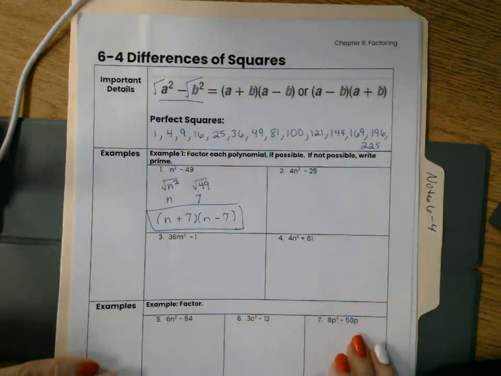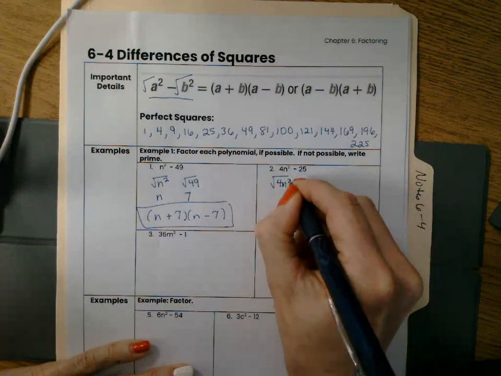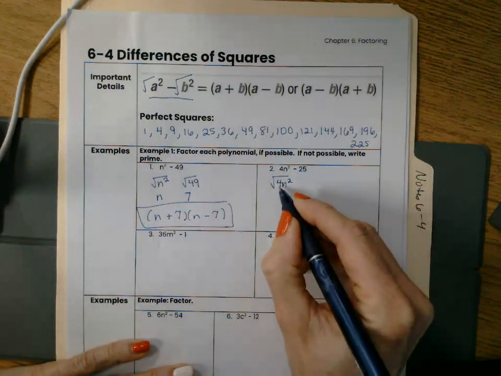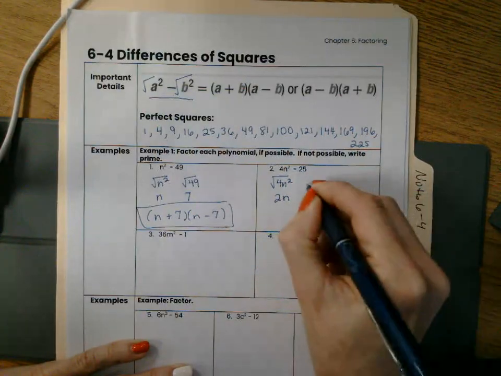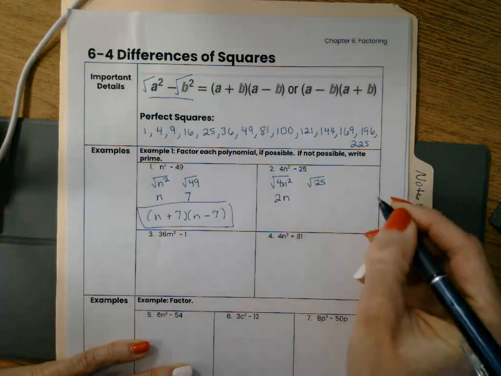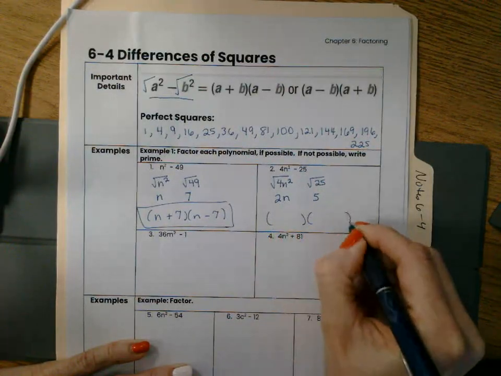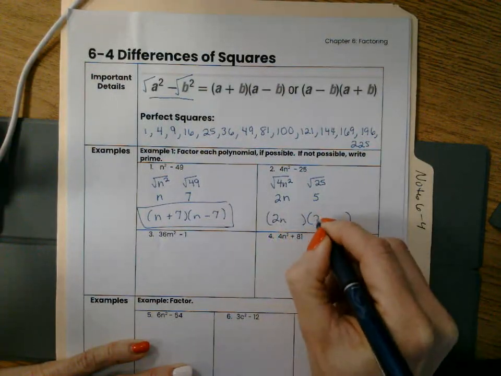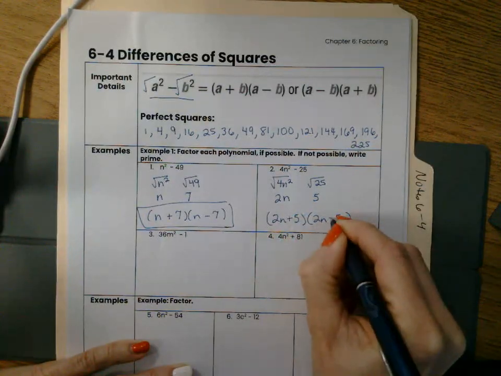Okay, number 2, same idea. Square root of 4n squared. Well, the square root of 4 is 2, and the square root of n squared is just n. Then take the square root of 25. You should get 5. You're ready to write your answer. 2 parentheses, 2n at the beginning, 5 at the end. One's a plus, one's a minus.